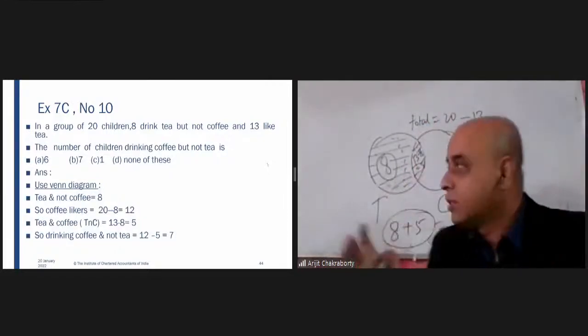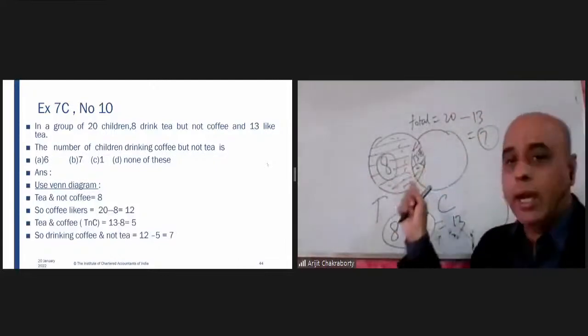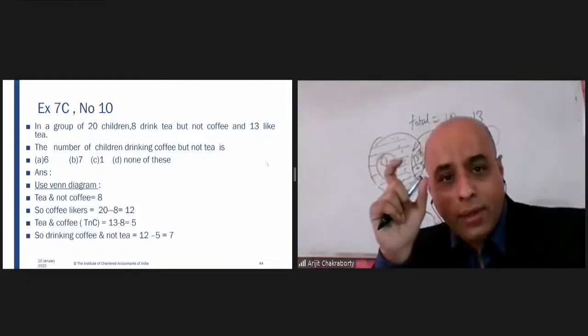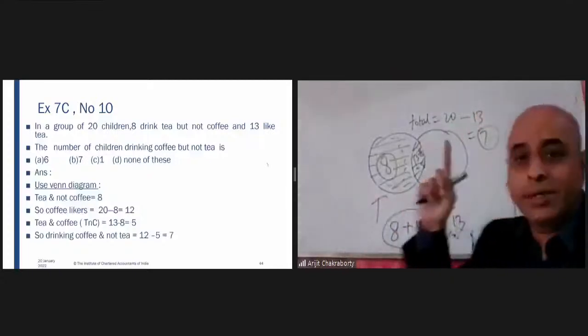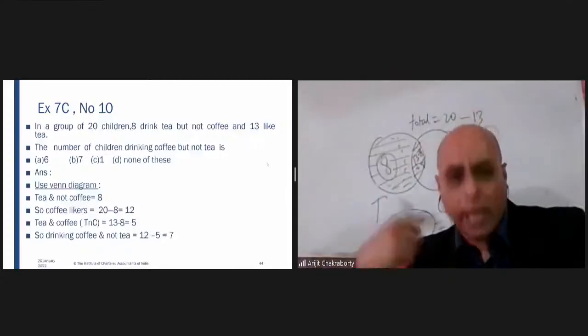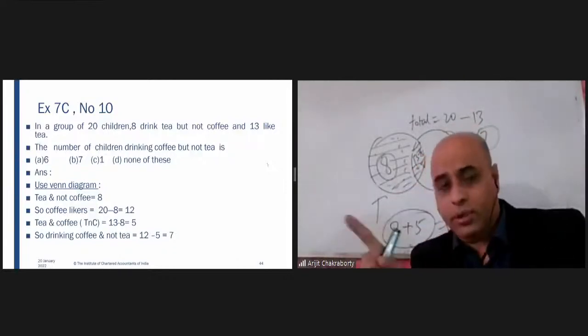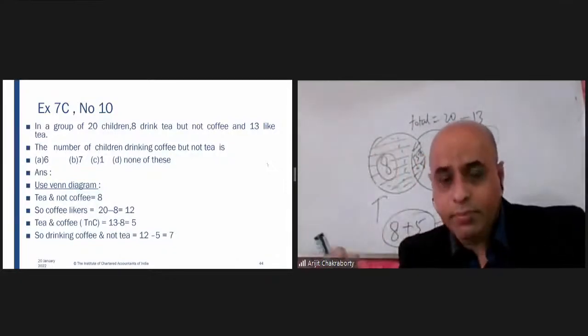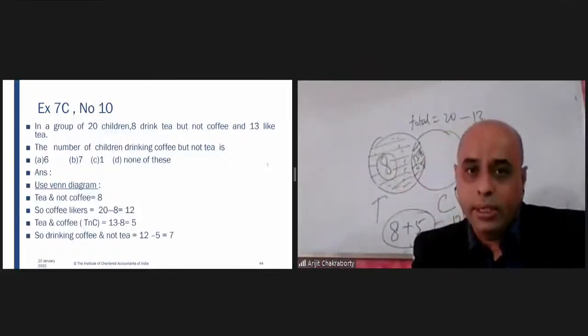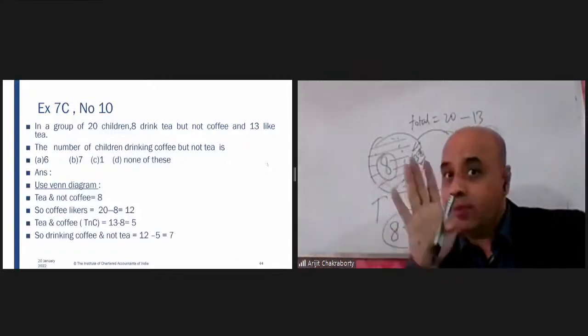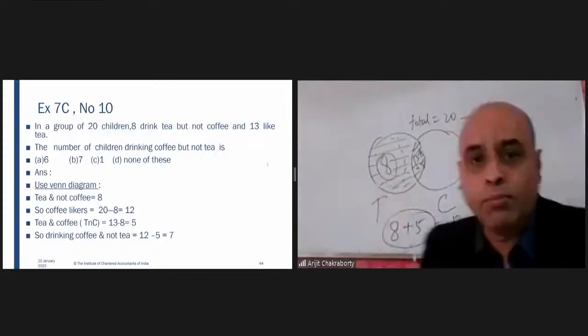So only tea. So we have taken the tea portion. And there are 5 people. We could easily find out 13 people are drinking tea or liking tea, and out of them 8 people only have tea. They don't have coffee. That means out of 13 people, 8 only drink tea. So 13 minus 8, that is 5 people are there who drink both tea and coffee.